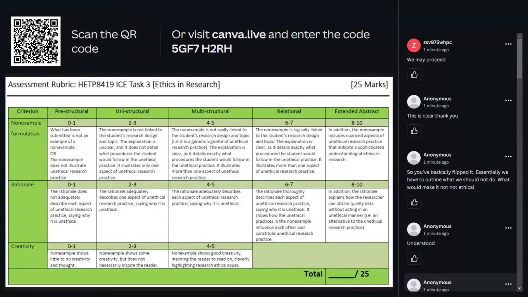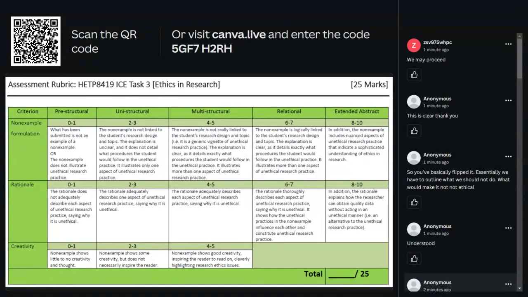The rationale then is the next one. I'm going to read only the last part for extended abstract. In addition, the rationale explains how the researcher can obtain quality data. So for this particular part, you've now in the non-example shown what it's not. In the rationale, you bring it back to what it is and how you obtain quality data without acting in an unethical manner. So now you bring back the actual definition of what ethical practice is.